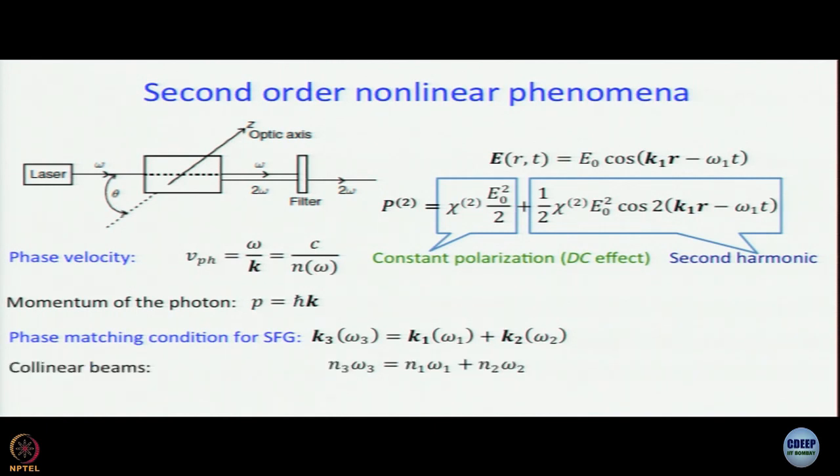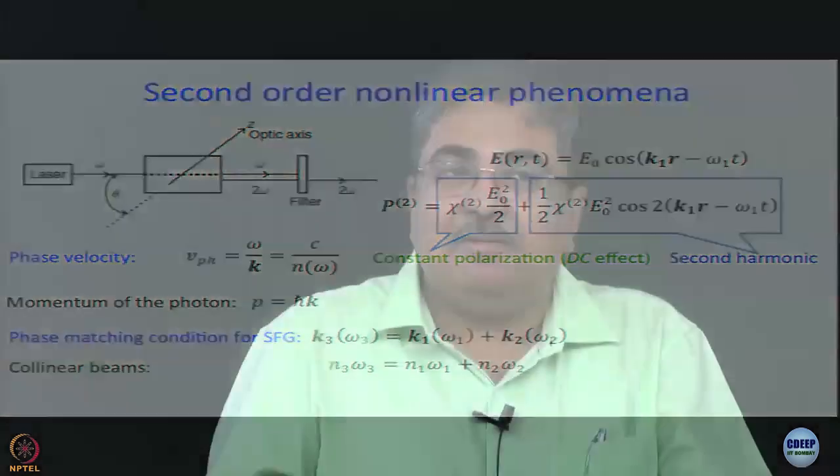Okay. But well, before going further, what is the implication of phase matching? The k vector of the sum frequency light is equal to the sum of the k vectors of the combining frequencies. What is the implication of that? Once again, the answer is there in front of you in the projection.